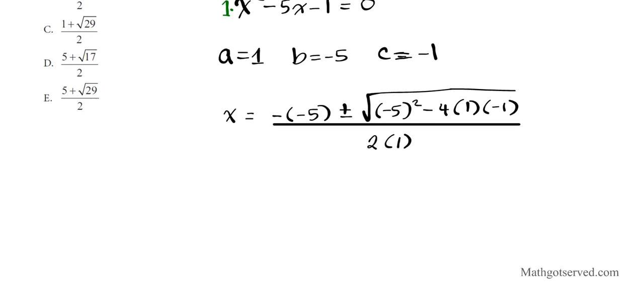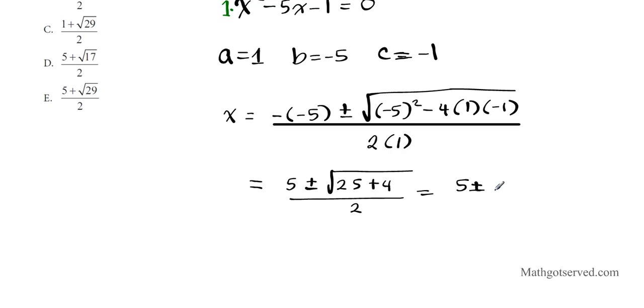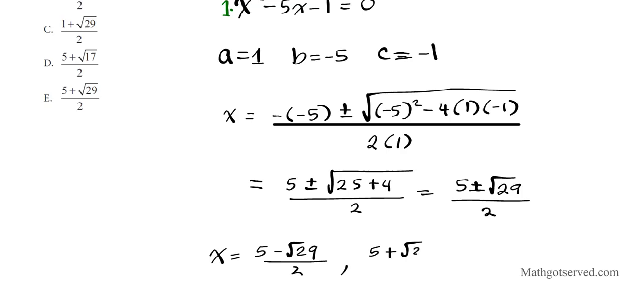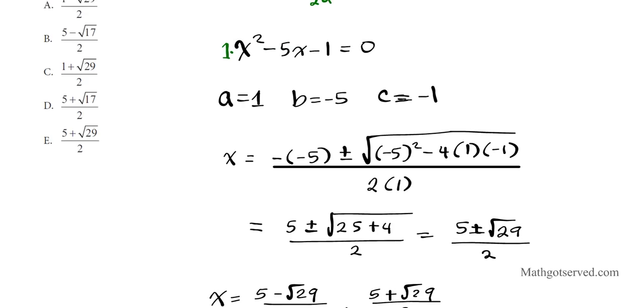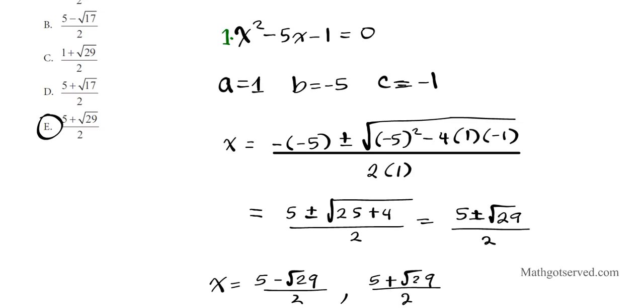All right, now, we're just going to use order of operations to simplify this arithmetic expression on the right. Minus 5 times minus 5 is positive 5, plus or minus the square root. Negative 5 squared is 25. 1 times negative 1 is negative 1, times 4 is positive 4, plus 4 over 2 equals 5 plus or minus the square root of 29 over 2. So we have two solutions here. First one is 5 minus root 29 over 2. And then the second one is 5 plus root 29 over 2. Okay? So which one works? Let's see. Option letter E, obviously. That's the only one that matches. So our answer is E.